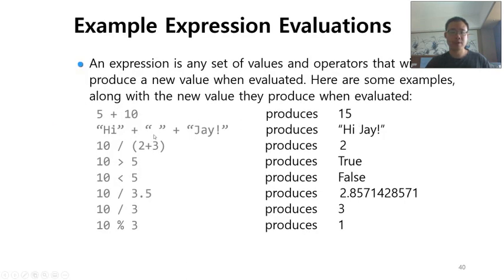So here, i plus a space plus j is going to be "hi j". And this is a divide. And the greater than or equal to, greater than, less than will give you a Boolean value, true or false. When an integer is divided by a float, the integer will be automatically converted into a floating point data type, and the outcome will be a floating number.